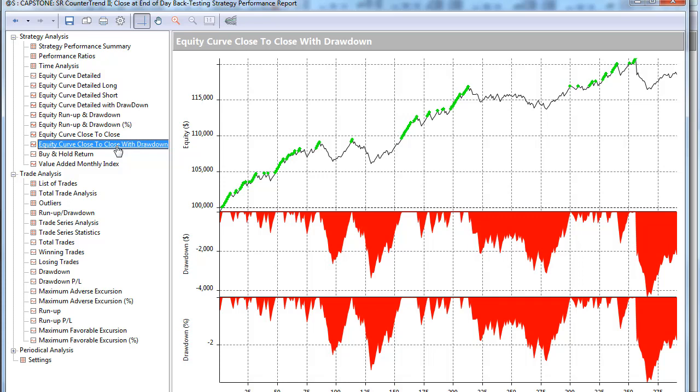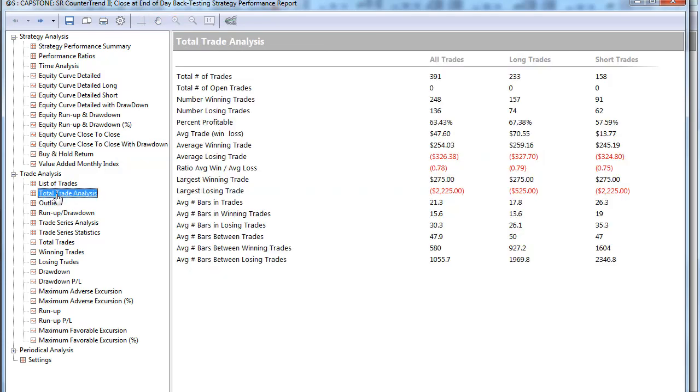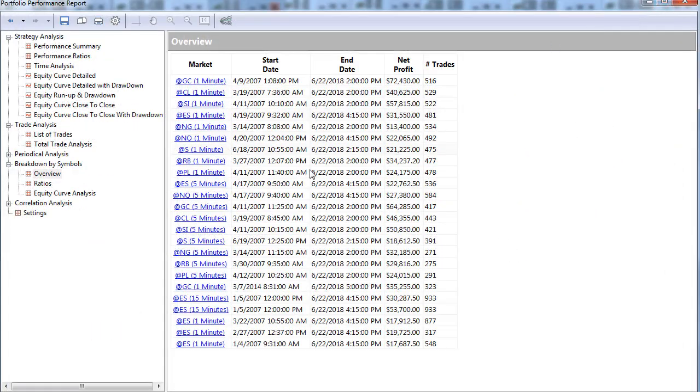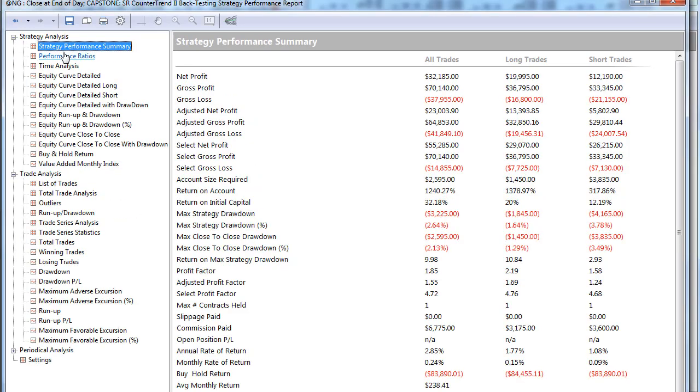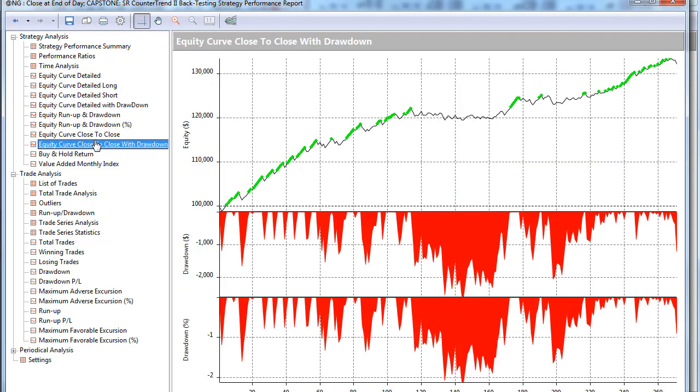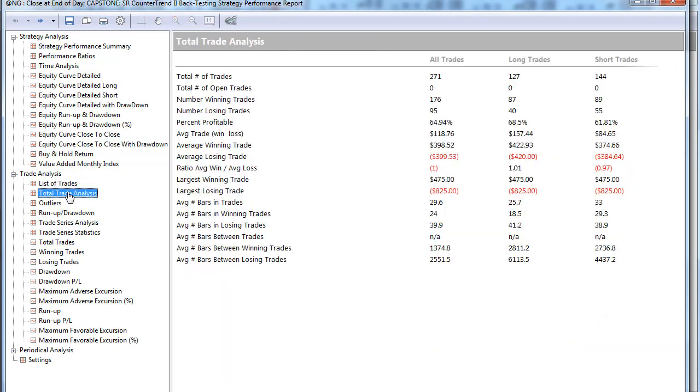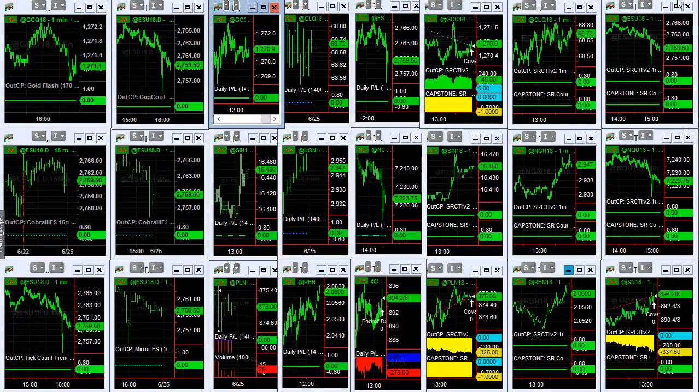Here's the equity curve. Here is the total trade analysis. You can see the average trade profit is much higher on the long side. And so we're going to take a look next at natural gas. Here's the performance summary. Here is the equity curve, much better than its V2 1 minute variation. And the total trade analysis has much higher average trade profit too. So this variation is a better variation than the version 2 1 minute.